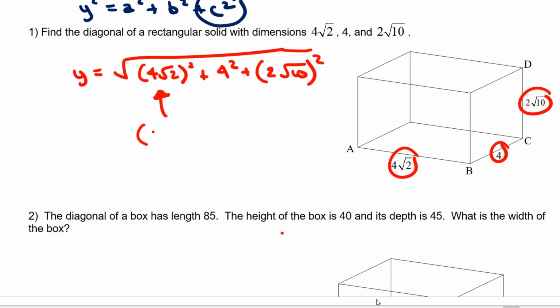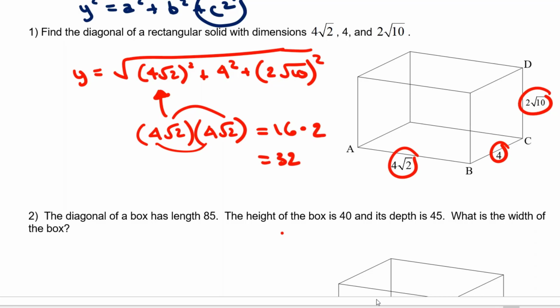Now keep in mind that this is just going to be 4 root 2 times 4 root 2. 4 times 4 gives you 16. Root 2 times root 2 is just 2. So the answer is going to be 32 there. Okay, and if I finish this, it's going to end up being the square root of, I think, 88, which simplifies to 2 times the square root of 22 if I were to ask you for an exact answer.